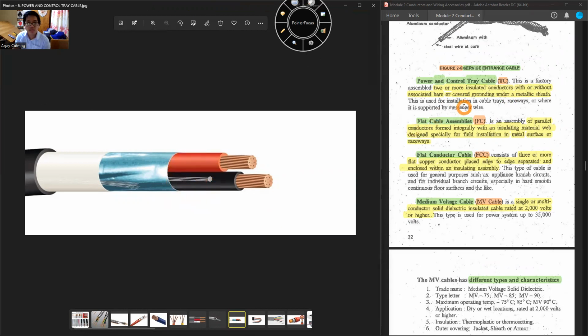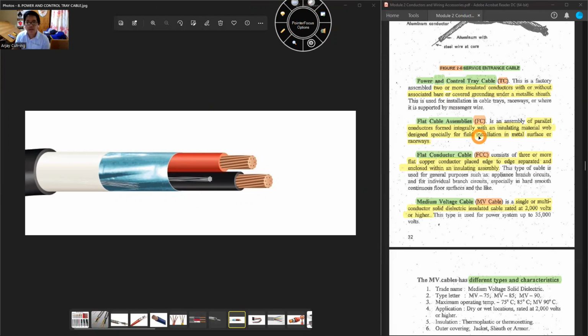So saan ginagamit, class, yung power and control tray cable? Yeah, this is used for installation in cable trays, raceways, or where it is supported by a messenger wire. Yung messenger wire, class, is ito. Again, class, it will act as support, so para hindi siya masyadong magsag kapag suspended siya on air. Okay? Tapos meron din tayo tinatawag, class, na flat cable assemblies or FC.